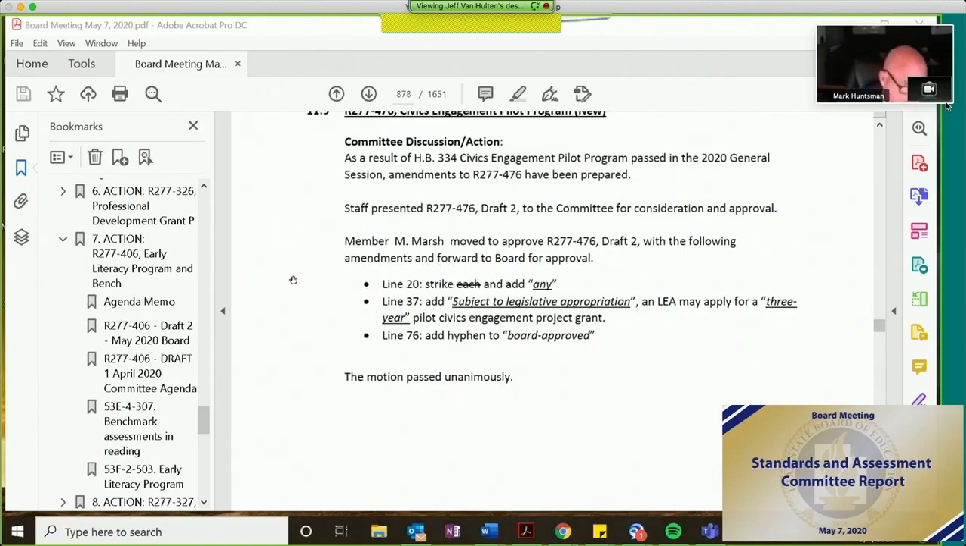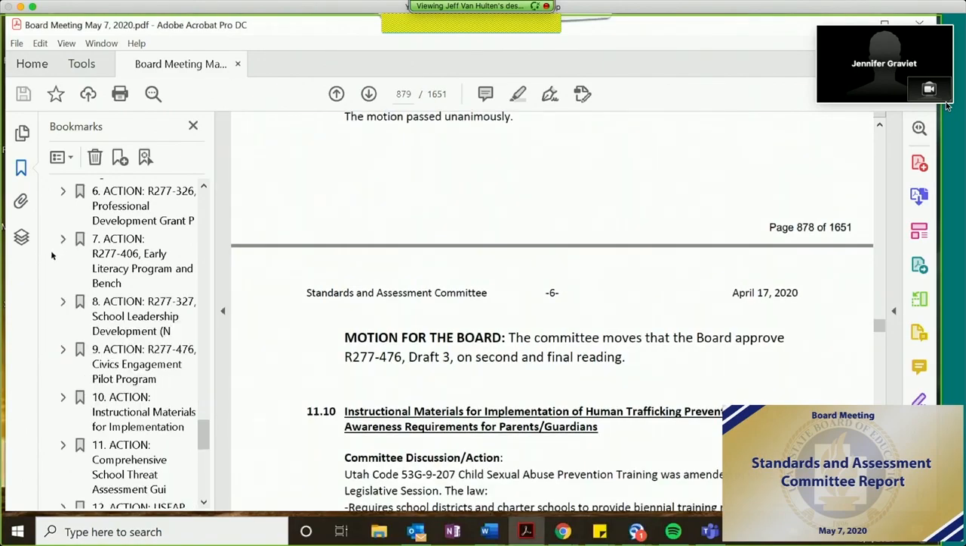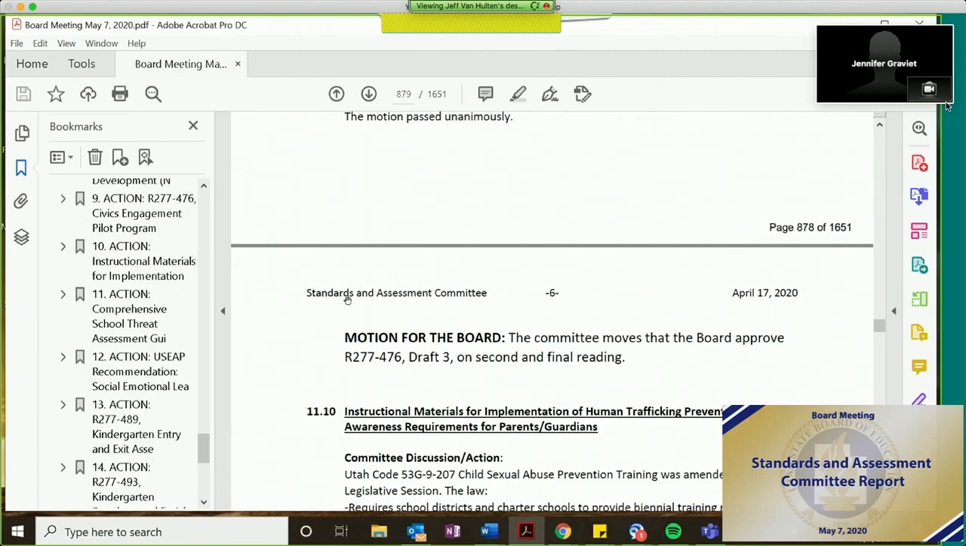Okay, item number 11.9, this is the R277-476, the Civics Engagement Pilot Program. This is a new program. The motion for the board is the committee moves that the board approve R277-476, Draft 3 on second and final reading. Discussion to the motion. None. Seeing none, is that what I heard? Correct. Okay, thank you. So let's vote.